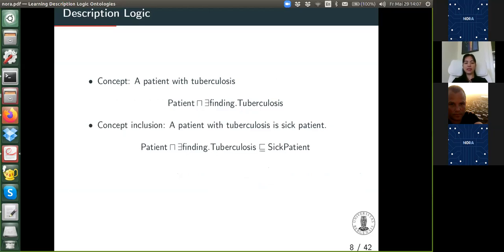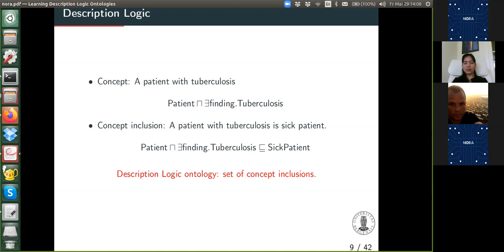Essentially, in description logic, there are two basic notions that one has in mind. One can describe a concept, for instance, a patient with tuberculosis is a description of an entity or an object. Or one can have what is called a statement. Let's say a patient with tuberculosis is a sick patient. And this is formulated as we see in this fourth line, and this is called a concept inclusion. As you can see, there is a symbol that resembles the subset from set theory, and this is the right intuition. So every element that is in the extension of the left side, so a patient with tuberculosis, is a sick patient.